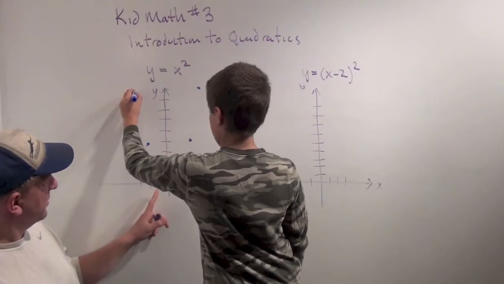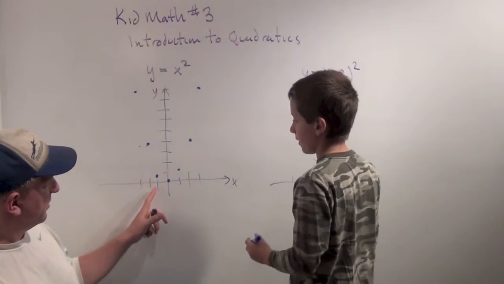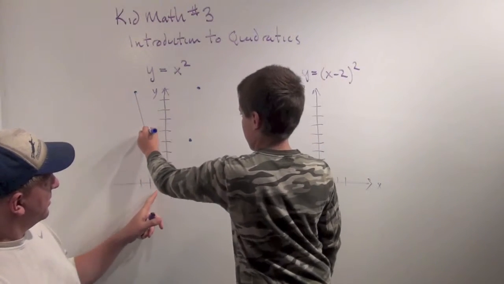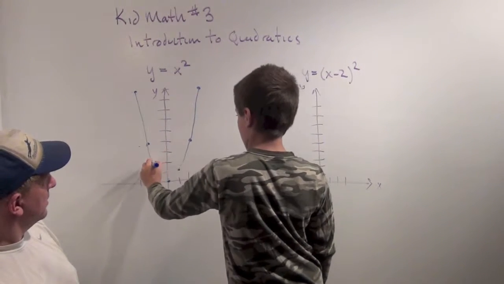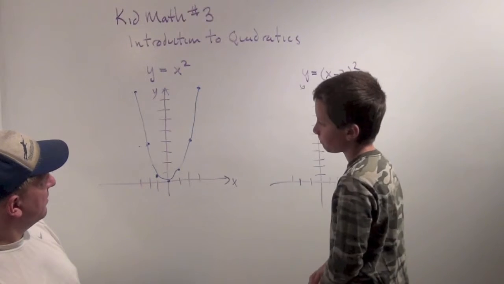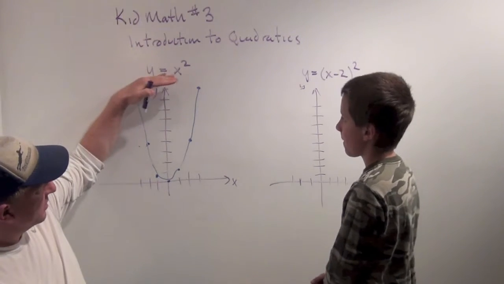I think you said when x is minus 1, y is minus 1, but you meant 1. So when x is minus 1, y is 1. There we go. So there's our graph of a parabola, y equals x squared.